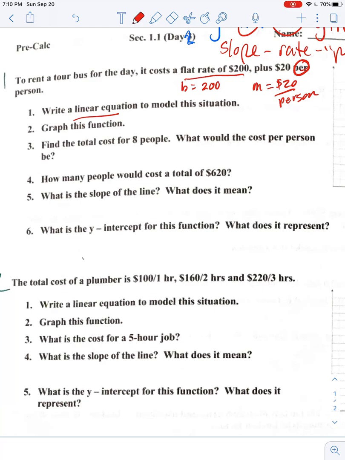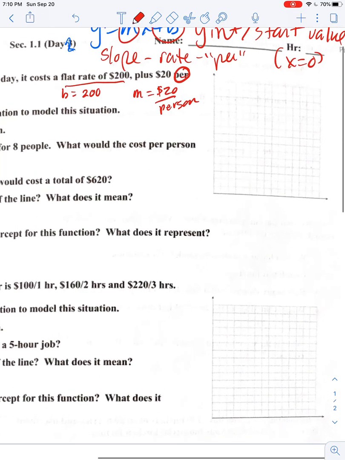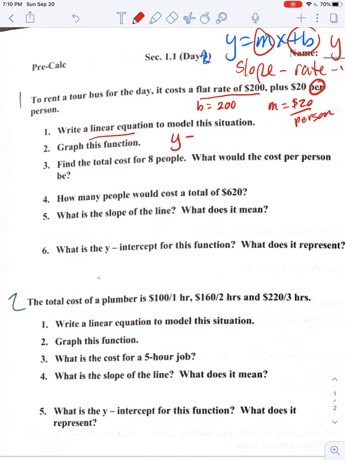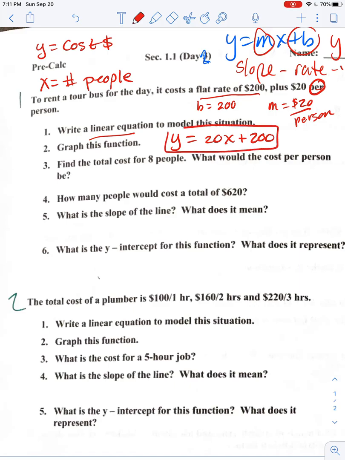Okay. So when I go to graph this function, I am going to have to think about the two different aspects. I need to have a starting value, a b value. Oh, I didn't even write the equation. So it's going to be y equals 20x plus 200, keeping in mind that y is then representing the total cost in dollars, and x is going to be representing, because it says per person, the number of people. So as you add people to the bus tour, you are adding costs. So this is what this entire set of questions is going to be about.